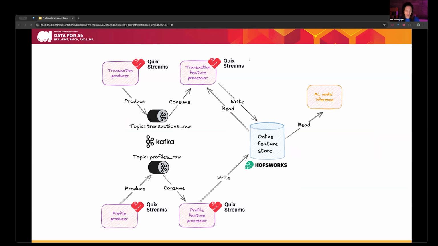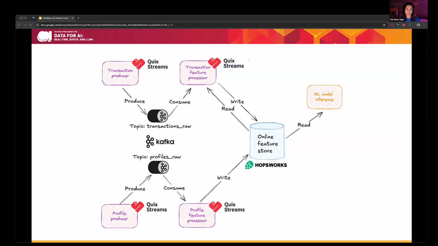So considering the transaction and the profile data together, this is how a pipeline could be designed. So at the bottom, you've got the slowly changing profile data. Whenever a user updates their profile, an event is generated and it's streamed into a topic called profiles raw. It's consumed in real time by a profile feature processor that will transform it to generate the features and then store them in the online feature store.